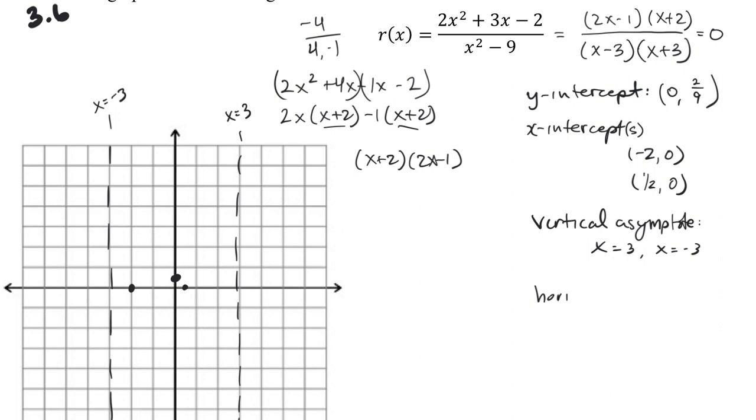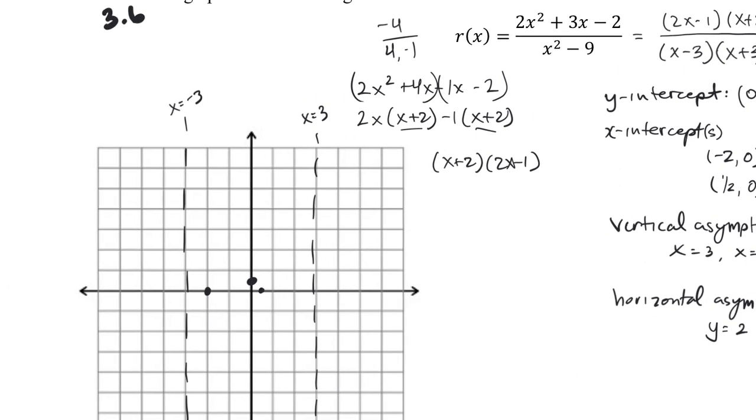Now the horizontal asymptote: we compare the degree of the numerator to the degree of the denominator. If they're the same degree, which these two are, this is degree 2, that's degree 2, you find the horizontal asymptote by dividing the leading coefficients. So in this case, it's 2 divided by 1, which is 2. So the horizontal asymptote is the horizontal line y equals 2. So this is where y equals 2. That's our horizontal asymptote.